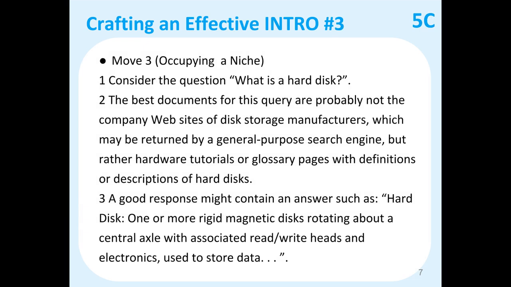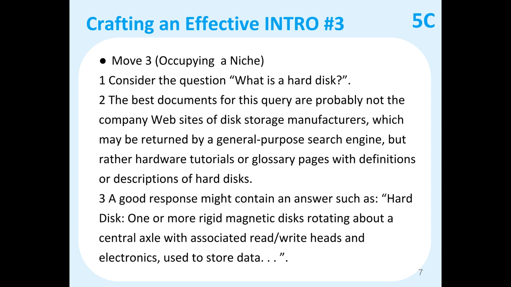Now that we've established the niche in Move 2, let's move on to Move 3, which is about occupying the niche. Let's consider a simple question. What is a hard disk? At first glance, search engines might return company product pages, which aren't necessarily the best sources. Instead, we want tutorials or glossaries that explain the concept more clearly. For example, a good answer might be hard disk, one or more rigid magnetic disks rotating about a central axle.